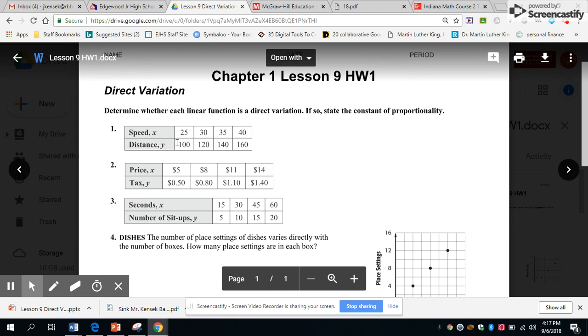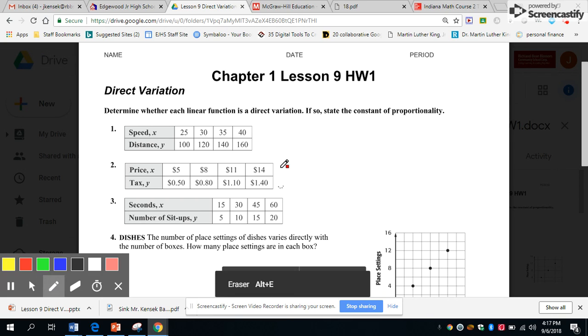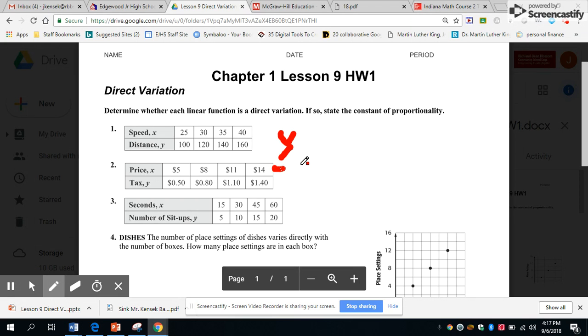And so now we have a table again. Notice that we have y and x in these first three examples. So you again are going to put y over x, and then you're actually going to put values in for those. So for problem number 1, my values would be 100 over 25, or I could use 120 over 30, or I could use 140 over 35, or I could use 140 over 60. I'm not going to write all those out, but hopefully that helps you see what I would use here.